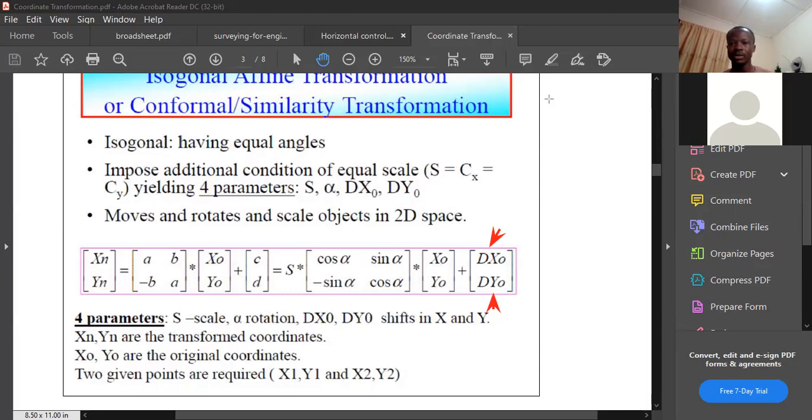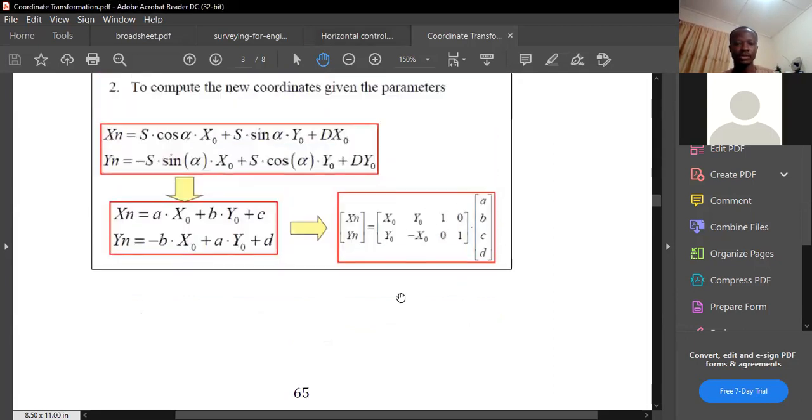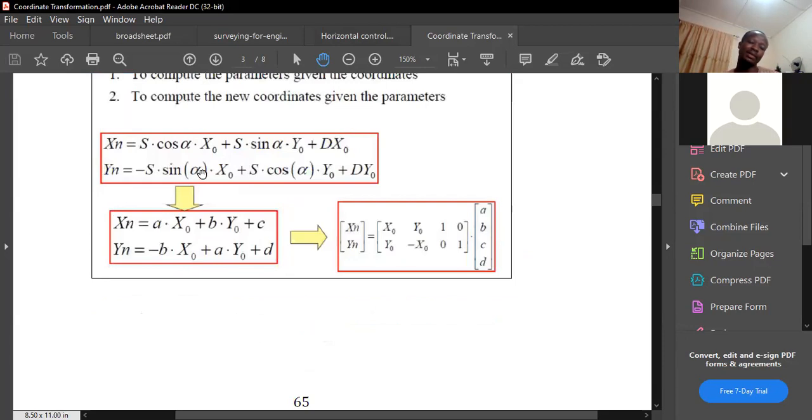I'm not going to even, doing it from here. So this is an expanded version of the equation. So this is like ax naught plus by naught plus c. See that? That's what we are looking at on top here. The first line. Of course, the second line is similar to it, just that this is negative bx naught, okay, plus ay naught plus d.